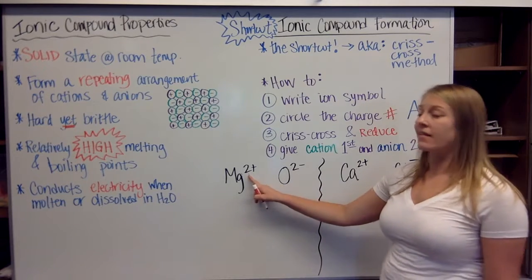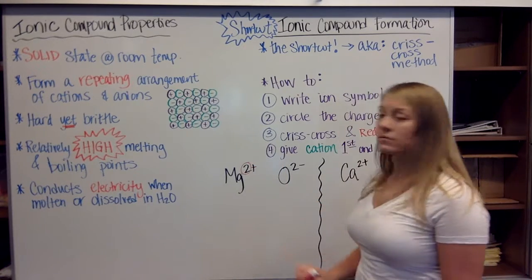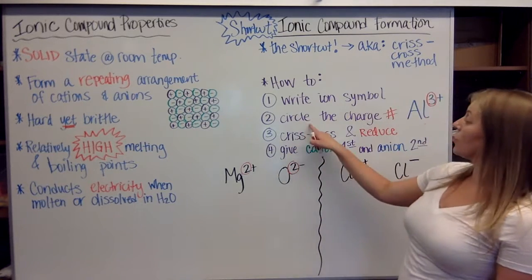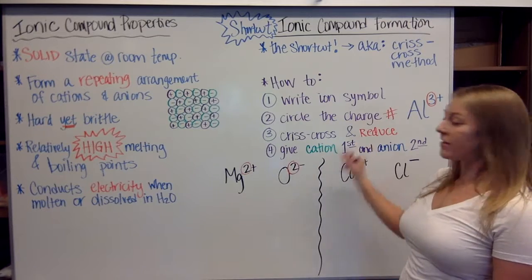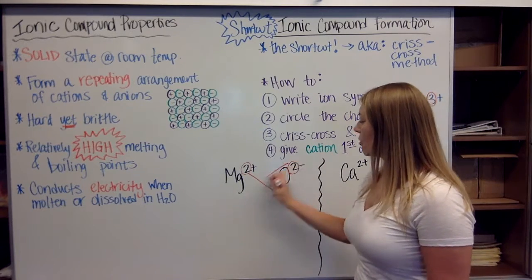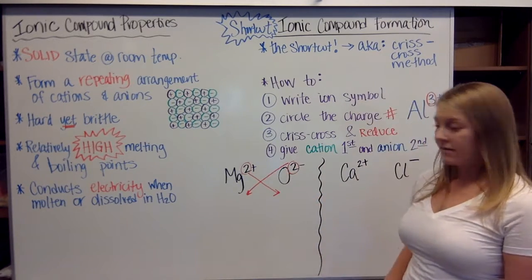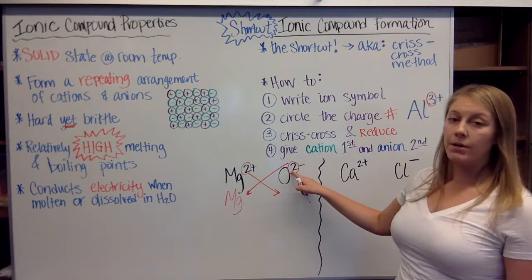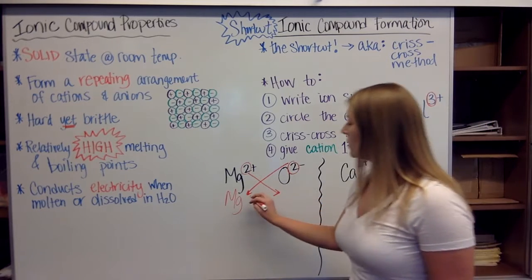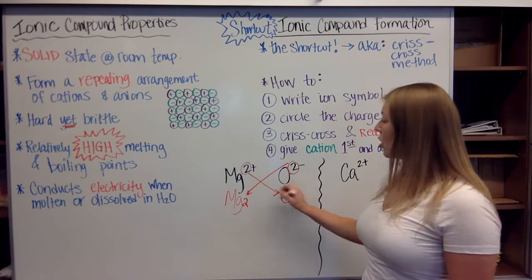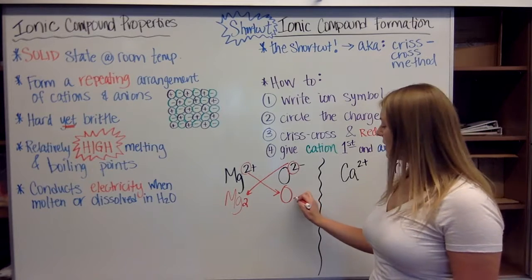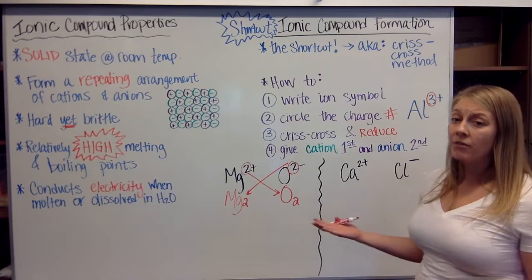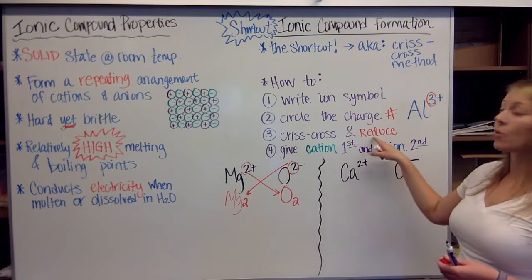So Mg2+. I'm going to circle the 2, not the plus. O2-, I'm going to circle the 2. I'm going to circle the charge, then crisscross and reduce. So crisscross the numbers. And then I can write down here Mg, and I bring that number down that I just crisscrossed, 2. So I have Mg2. And I have O, and I bring that number down that I just crisscrossed, 2. Mg2O2.